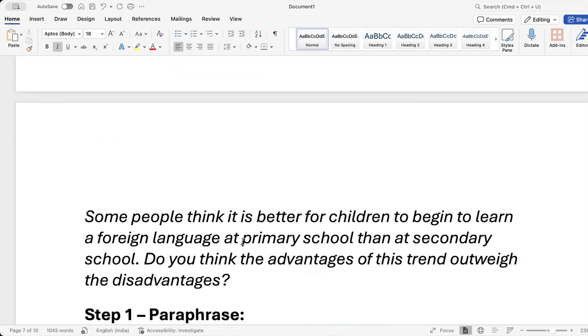So some people think it is better for children to begin to learn a foreign language at a primary school than at secondary school. Okay. So some people are thinking what?